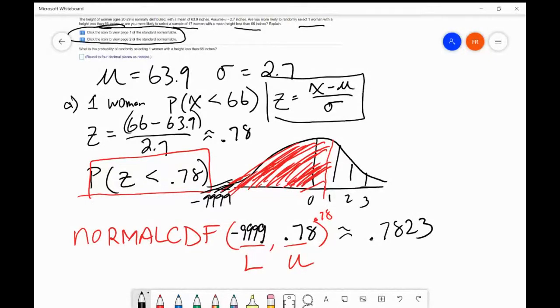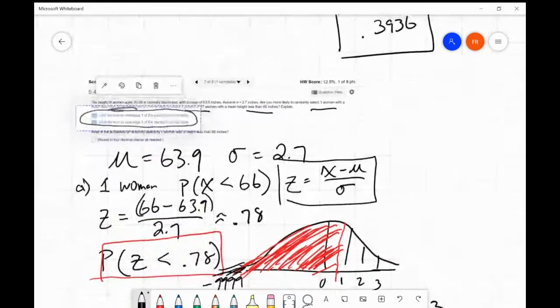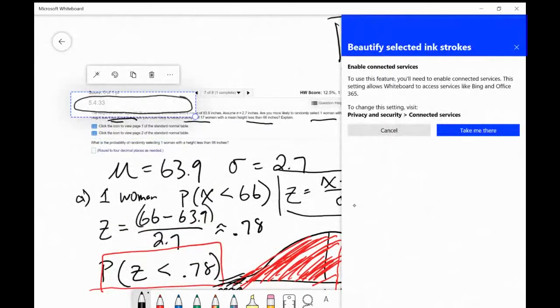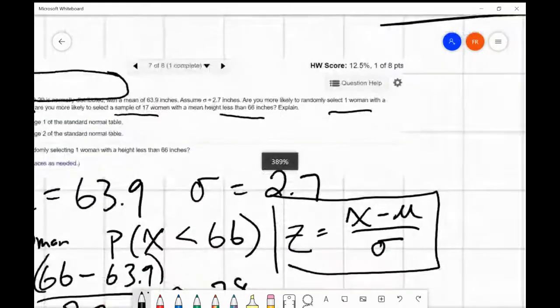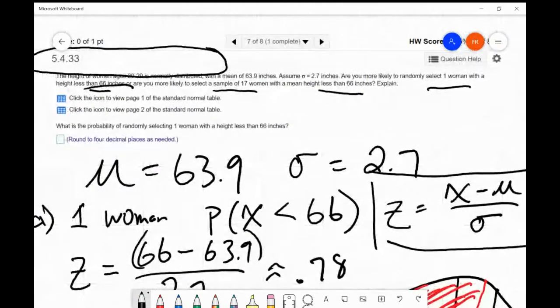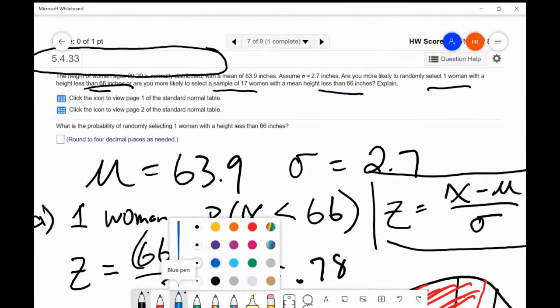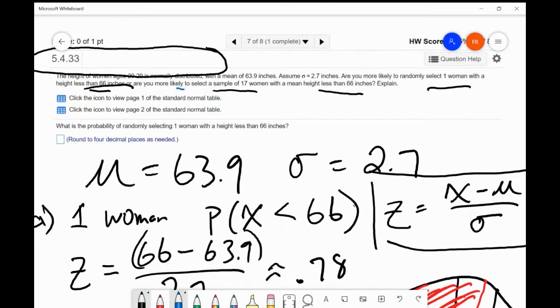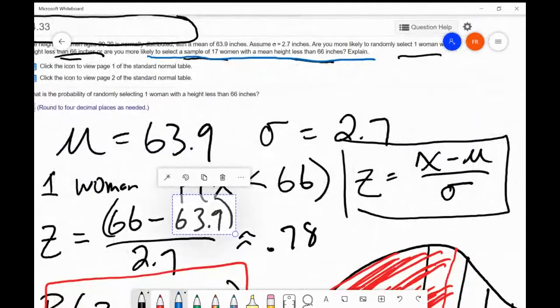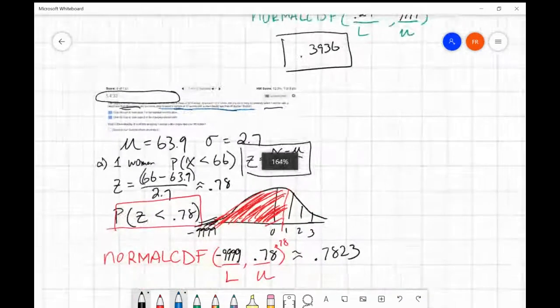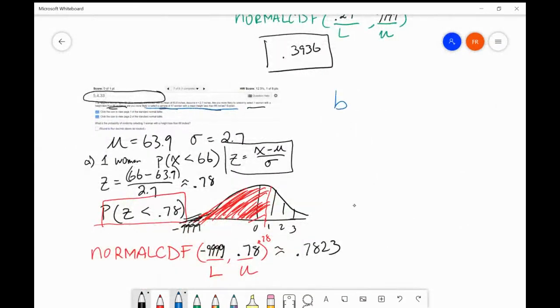So we did the first part of it. This is like a 2-part question. Okay, so now I'm going to do the second part. So I'm going to try to zoom back in a little bit. Let's see if I can do that. There we go. Okay, and the second part says, what happens if we're more likely to select one woman or select a sample of 17 women with a height of less than 66? Okay, so let me bring this down here. Now I'm going to do part B over here on the side.